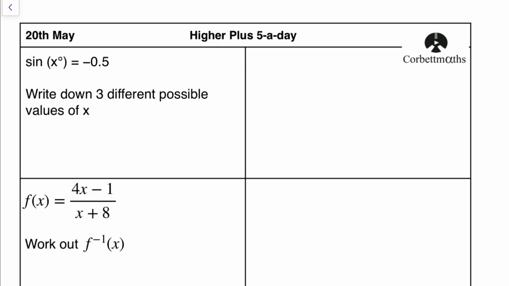Right, first question. Sine x in degrees equals minus 0.5. Write down 3 possible values of x. Okay, obviously infinite answers here, but it all involves you understanding the sine curve. So the sine curve does this.